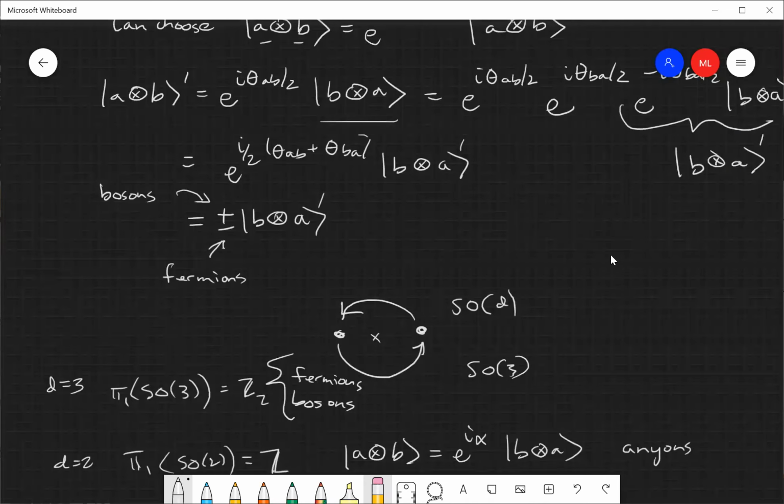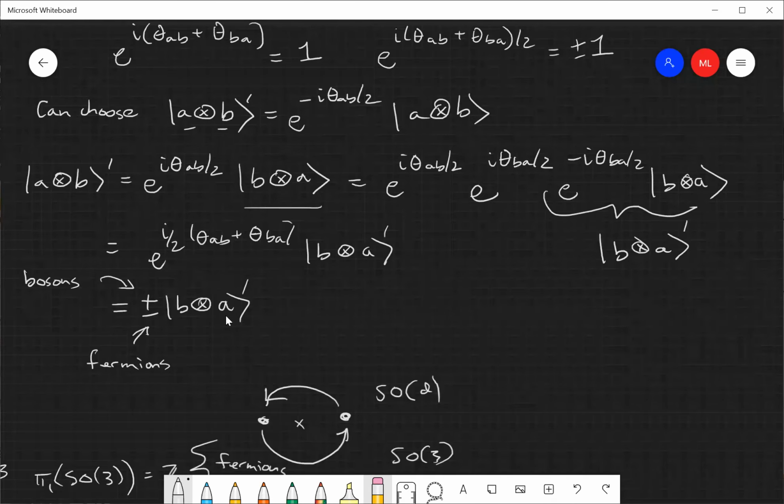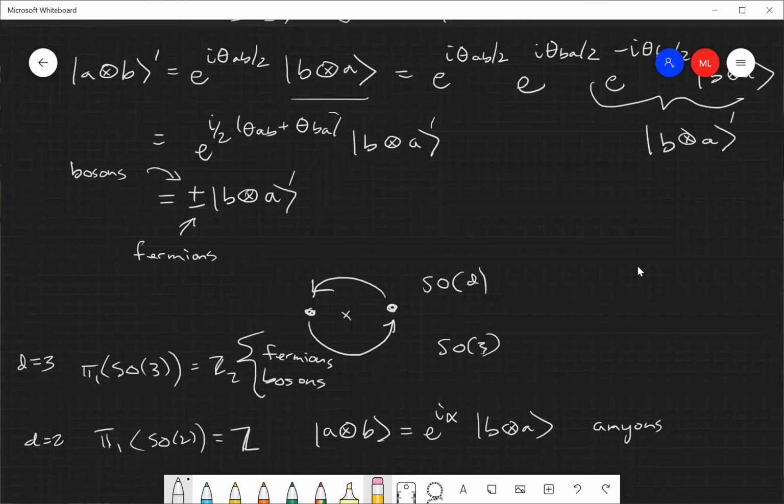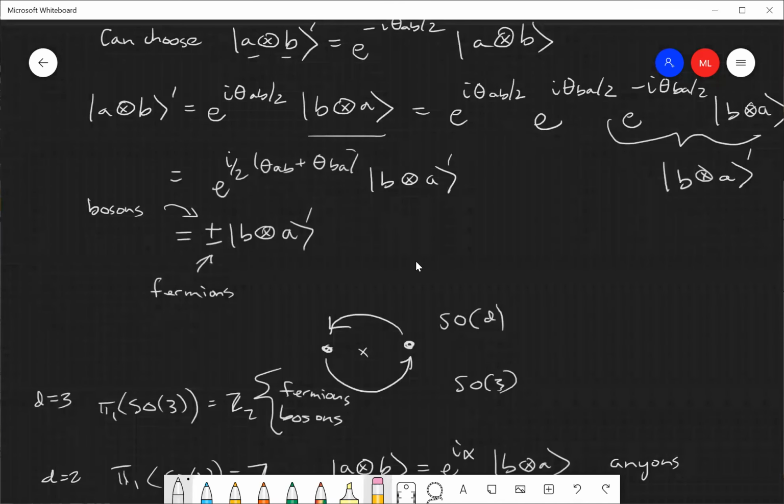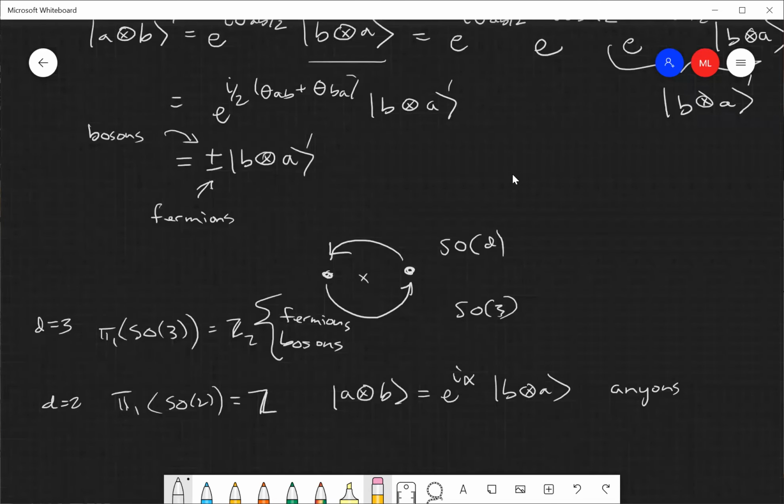So yeah, that's a little bit on the side, but for our purposes, we'll only really be worried about the 3D case where we either have fermions or bosons. So all you have to remember is that under particle exchange, if your state picks up a minus sign, then the identical particles involved are fermions. If the state doesn't change, then you've got bosons. So that's it. But any questions?